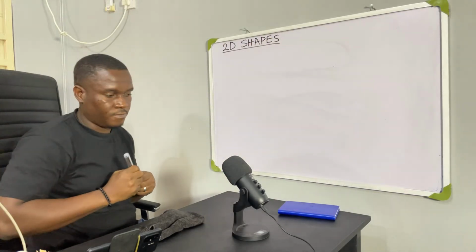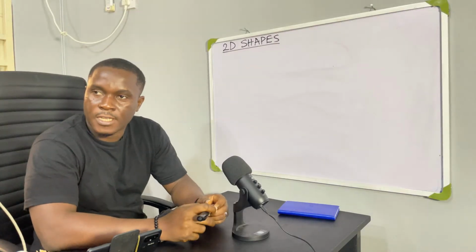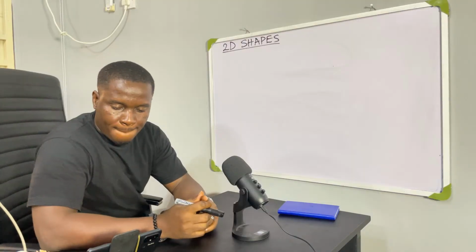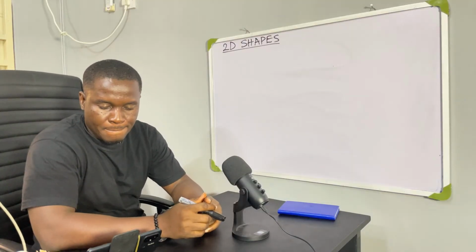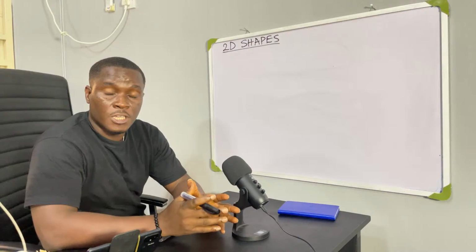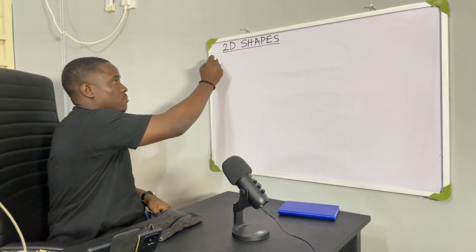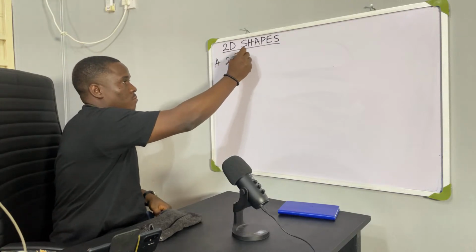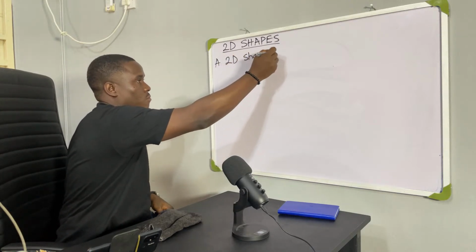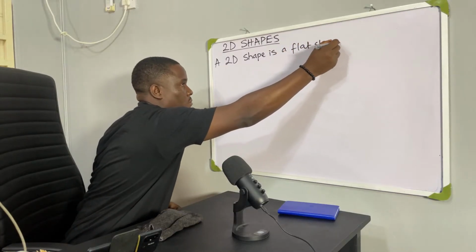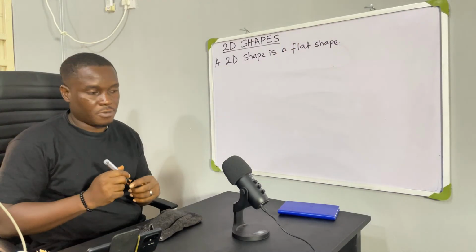2D shapes. So what is a 2D shape? Do you know what a 2D shape is? No, I'm not sure. Okay. So a 2D shape is basically a flat shape. A 2D shape is a flat shape.